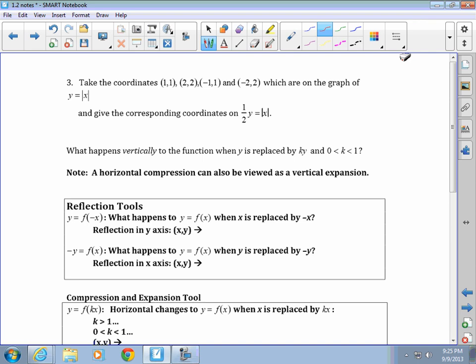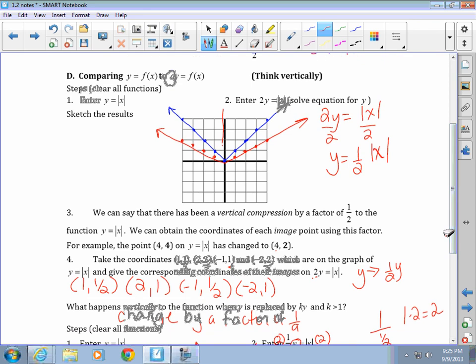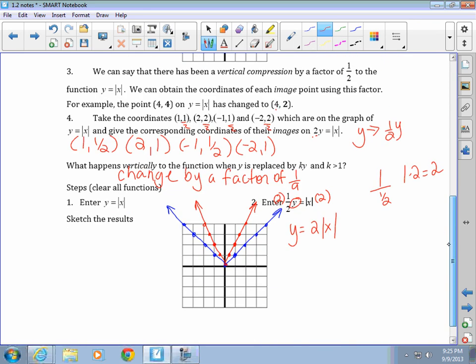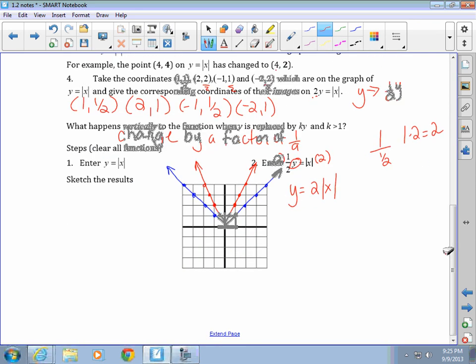So the first one would become 1, 2. Next one would be at 2, 4. The next one would be at -1, 2. And then the last one would be at -2 and 4. And if you flip back to the graph, that's where those, down here at the bottom, were corresponding with. Okay? So we went 1, 2, and then halfway, because that was kind of a halfway mark, but 2 here and 4. So you can see how they've increased that y value by a scale of 2.